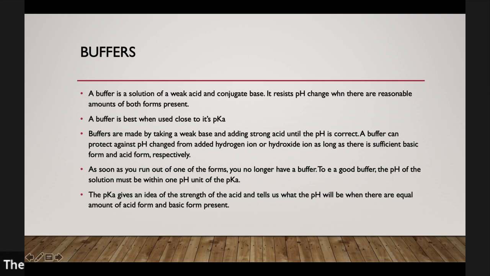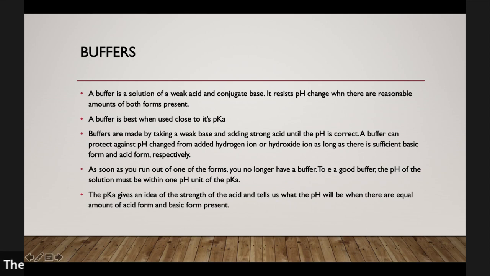A buffer is a solution of a weak acid and its conjugate base. It resists pH change when there are reasonable amounts of both forms present. A buffer is best when used close to its pKa. Buffers are made by taking a weak acid and titrating with a strong base until the pH is correct, or taking a weak base and adding strong acid until the pH is correct.